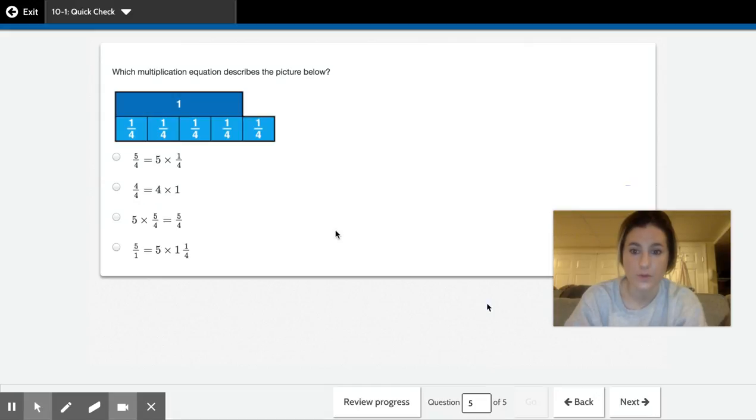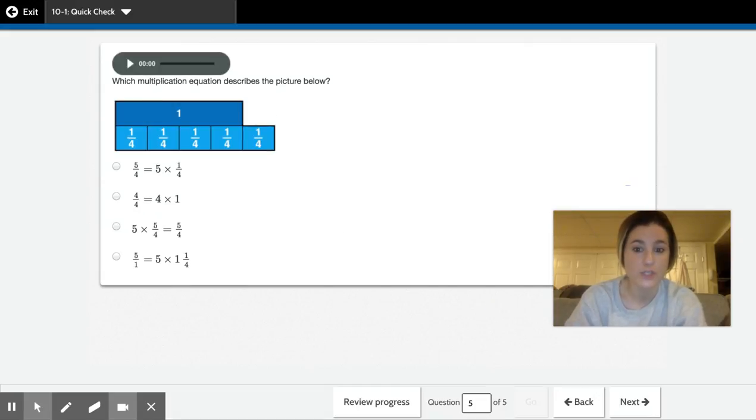And the last one, which multiplication equation describes the picture below? Okay, we have one whole, and we have 1/4, 1/4, 1/4, 1/4, 1/4. So we have 1/4 times 5, which equals 5/4. So let's see. 5/4 equals 5 times 1/4. Well, that sounds right. Let's check.